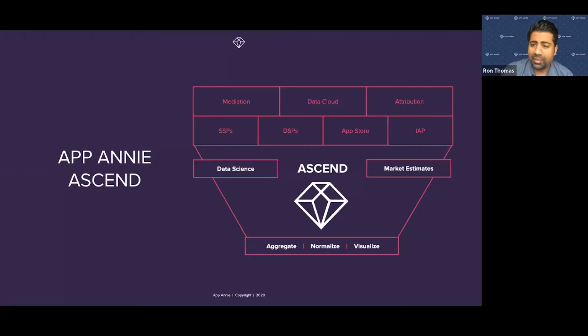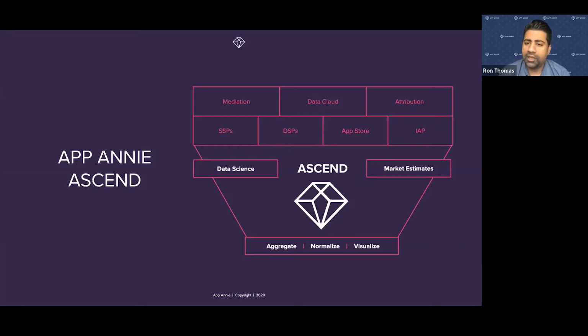We also have our App Annie Ascend product, which we'll also speak about today. Again, this is really all about ingesting your own first-party data. So we just talked about Game IQ, which is a taxonomy designed to help you understand the marketplace. App Annie Ascend is designed to help understand your own data and performance.